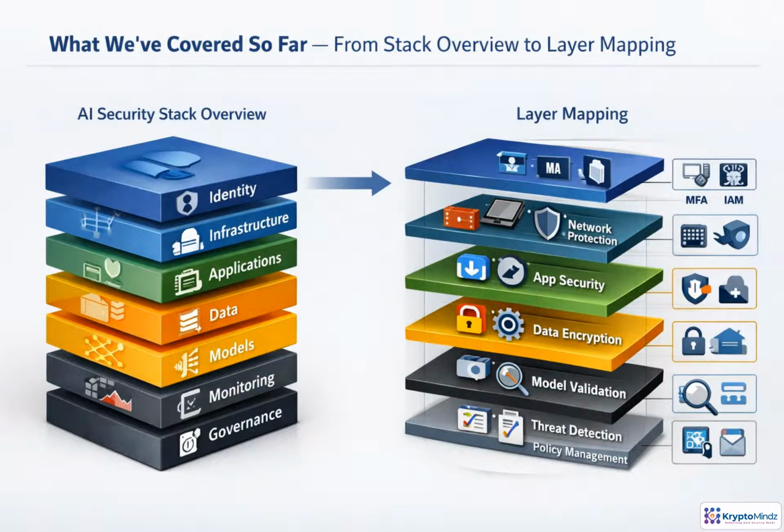We've already defined the AI security stack: identity, infrastructure, applications, data, models, monitoring, and governance. Now we move from naming those domains to placing real controls in the right layers. That mapping makes the architecture usable for risk modeling and prioritization.